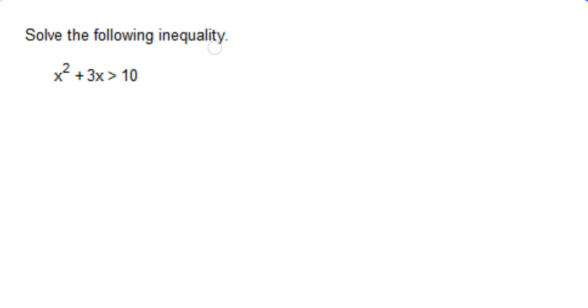Solve the following inequality. x squared plus 3x is greater than 10. Now this particular inequality is a quadratic inequality because of the squared, and we have a process that we go through for solving these types of inequalities. The process starts with us treating this inequality instead like an equation. So I'm going to change that greater than symbol to an equal sign, and move all the terms to the same side and solve.